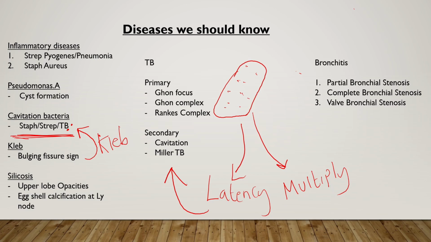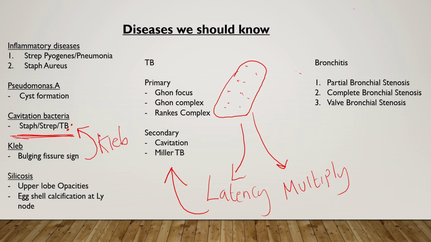So primary TB can give you three things. Ghon focus is basically a granulomatous infection. You form this TB granuloma, and over time you get caseous necrosis. Or you just get latency, and through immunocompromisation, you can begin getting caseous necrosis leading to cavitations.